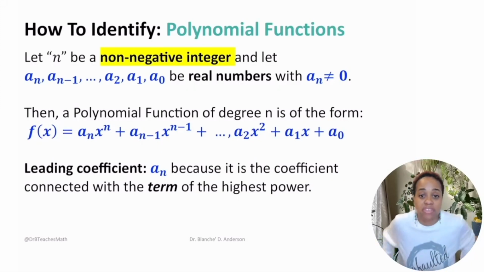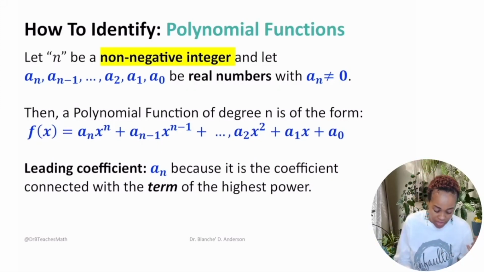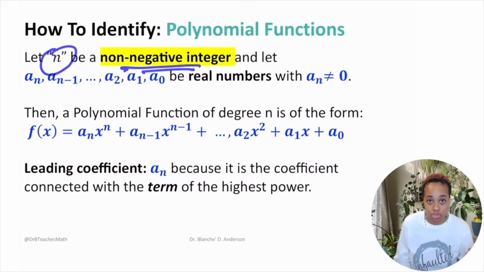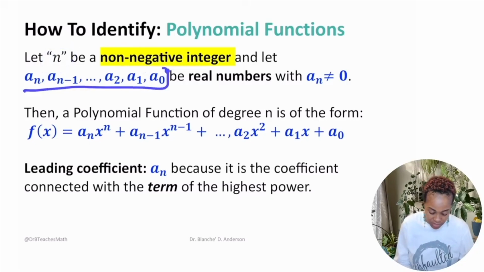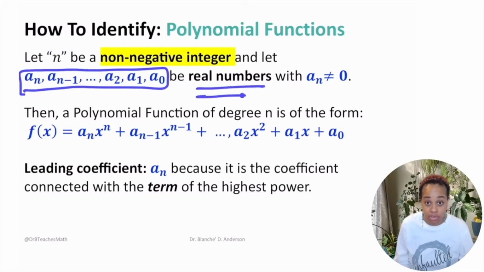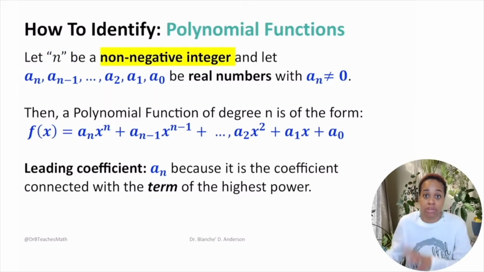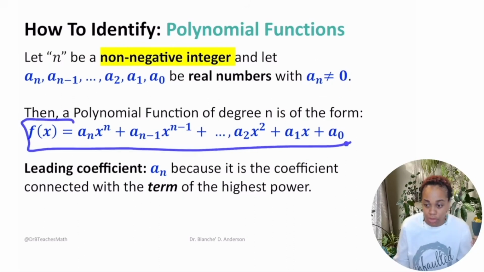So here's the rest of the definition of how to identify polynomial functions. If you have n, a non-negative integer, meaning a positive integer, and all of these constants represent real numbers, not imaginary numbers, and this first a sub n is not equal to 0, then this is what the polynomial function looks like.